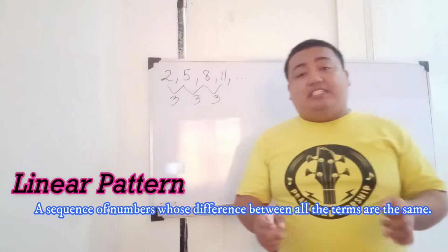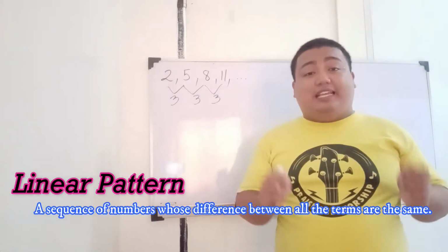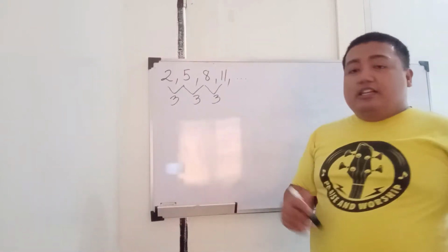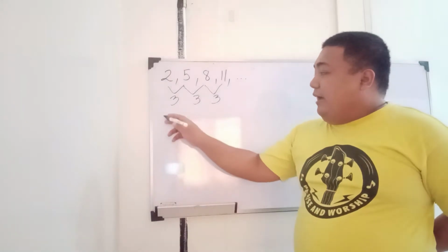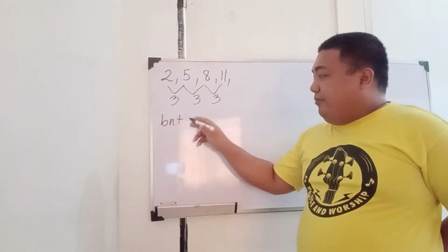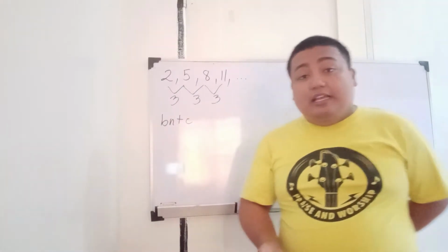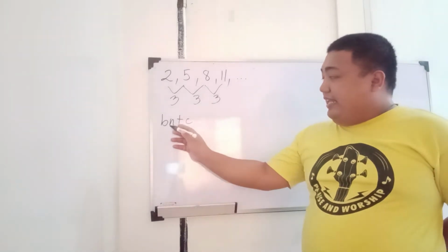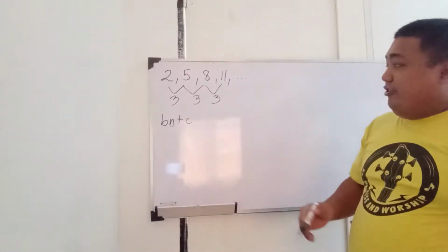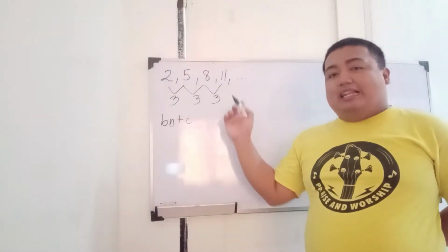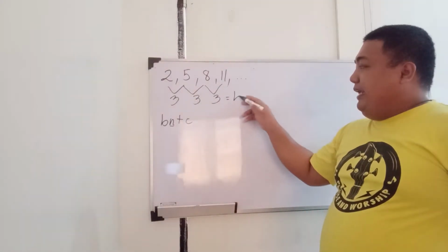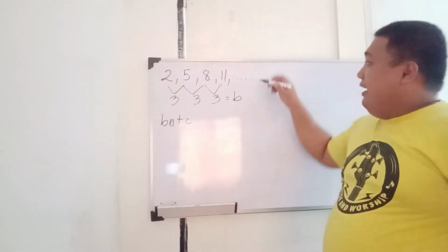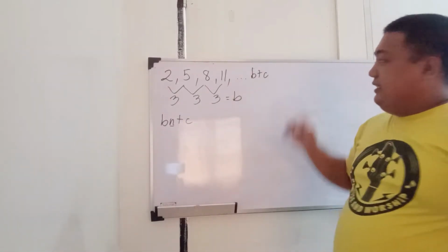A linear pattern is a number pattern wherein the differences of the numbers generated are always the same, like this. Now, in a linear pattern, our formula to generate the end term is Bn plus C. So, how do we get B and C? N is the number of terms. It's simple: the first row below, that is our B. Then the 2, 5, 8, and 11, which is our general pattern, is B plus C.